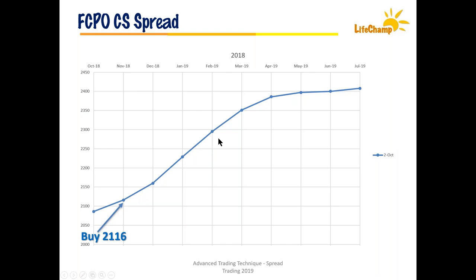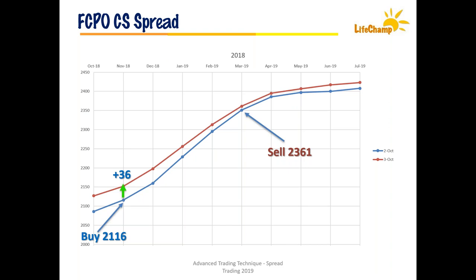Assuming in this case, I want to simulate a trade in a calendar spread. Let's say I buy the November contract on the 2nd of October at the price of 2,116 ringgit. At the same time, to form a spread, I need to sell somewhere. The near month's price is low, so I buy. The far month's price is high, so I choose, in this case, March of 2019 and sell at 2,361 ringgit. So what happens is the next day, the November contract I long went up 36 points or ringgit.